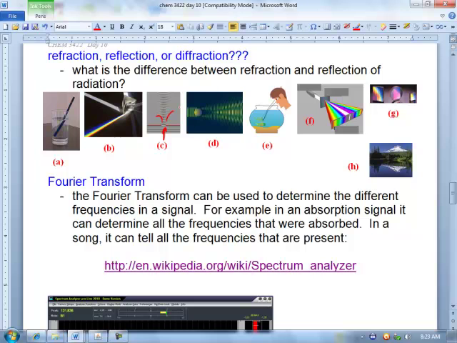How about G? Now G is, when you look at a grating and you see the colors, so G would be diffraction again. Yeah. And finally H, reflection. Yeah, H is easy. Okay.